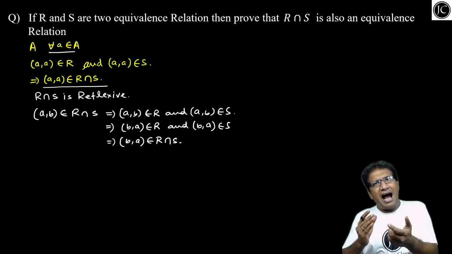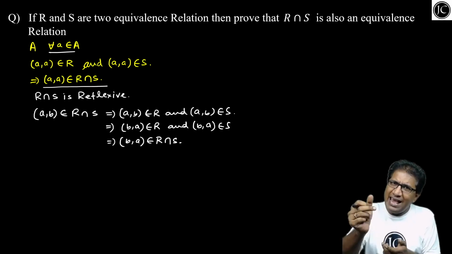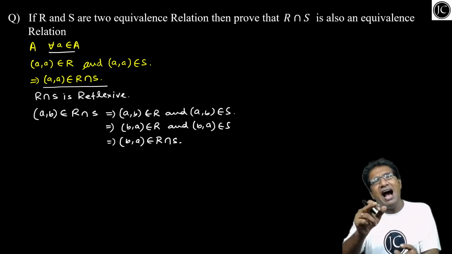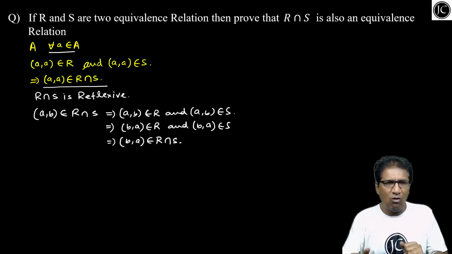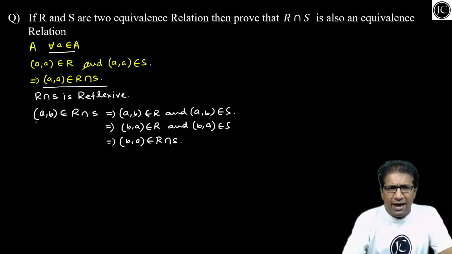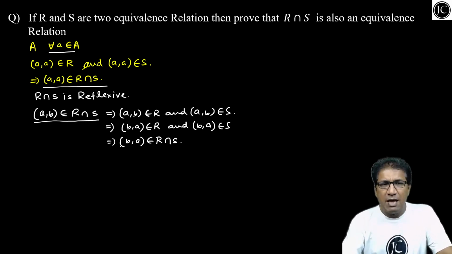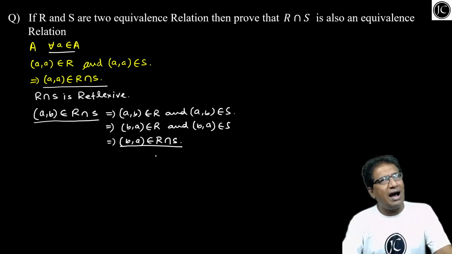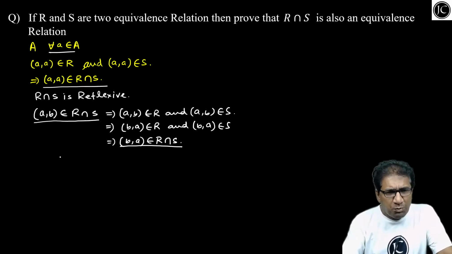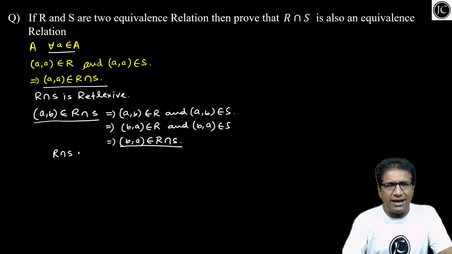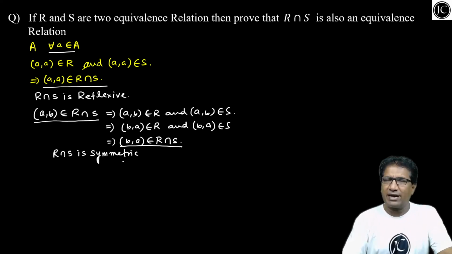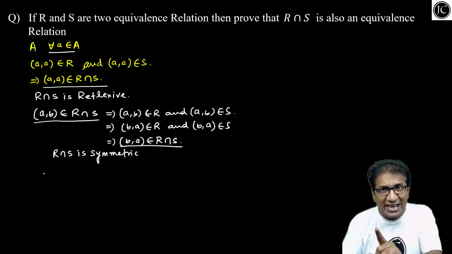B comma A is in R as well as in S. So B comma A is in R intersection S also. Okay, so what we have proved, if A comma B is in R intersection S, it implies B comma A belongs to R intersection S. It means R intersection S is symmetric. Is it clear?